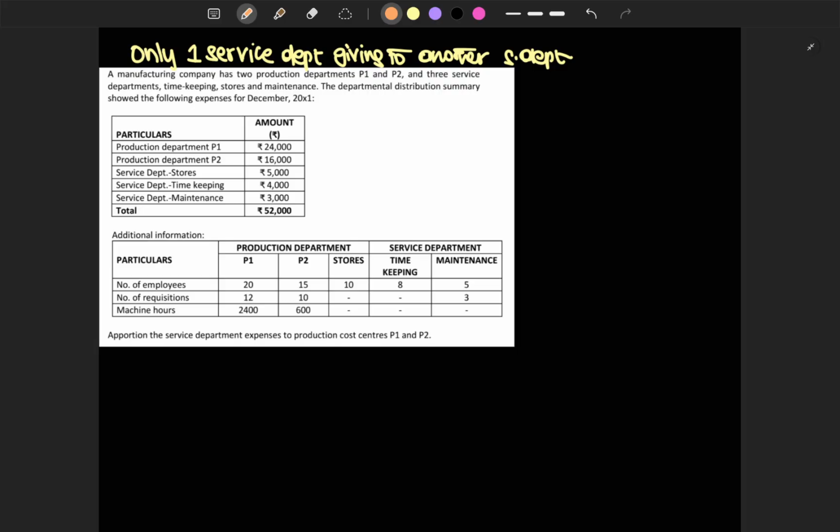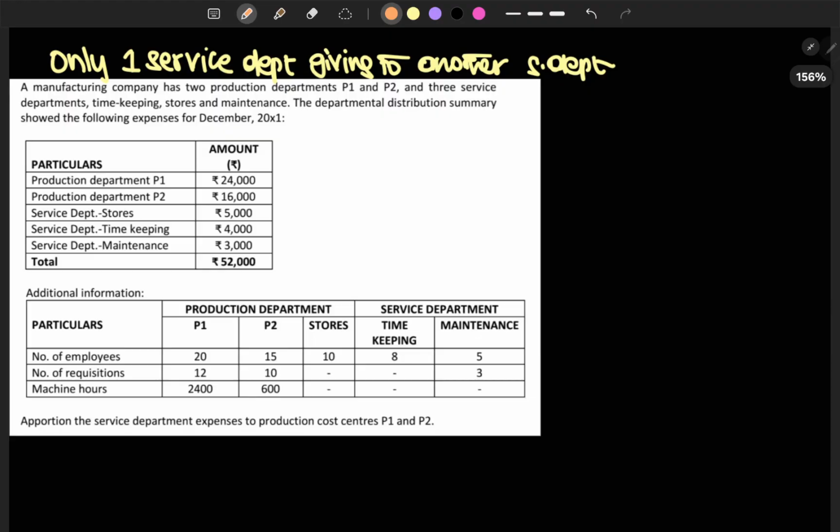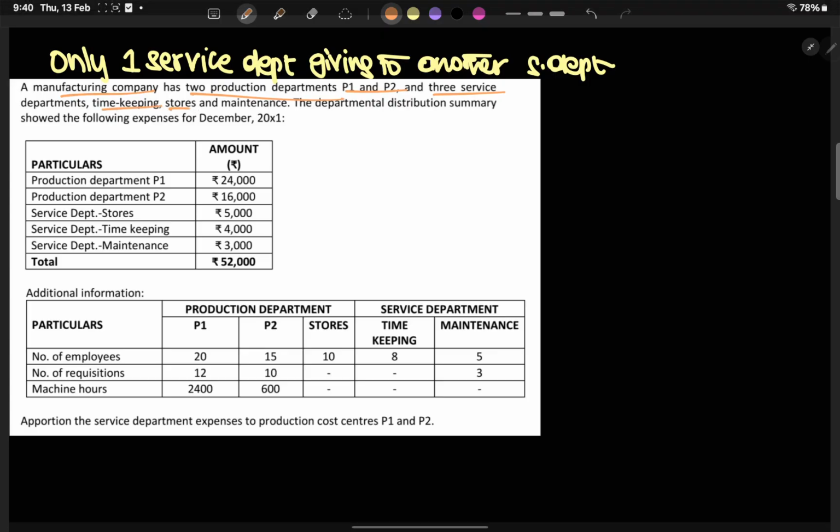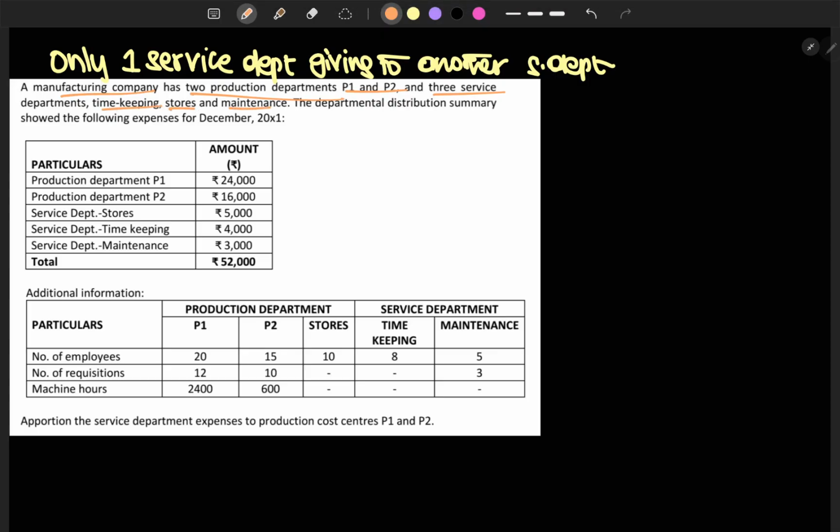So the first sum we have taken is a manufacturing company. Let's get into the sum. The manufacturing company has two production departments, P1 and P2, and three service departments: timekeeping, stores, and maintenance. The departmental distribution summary is given. They have already done the primary distribution, and we have to do the secondary distribution. For the secondary distribution, the apportionment bases have been given here: total number of employees, number of requisitions, and machine hours.